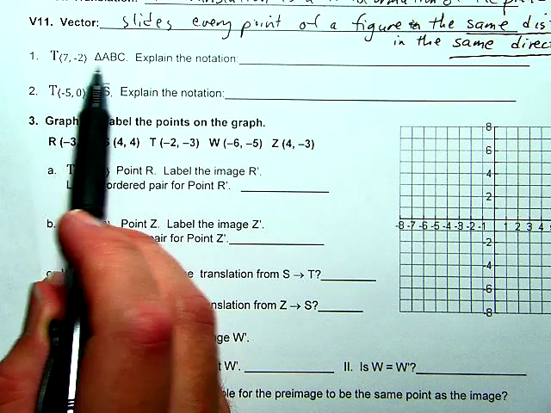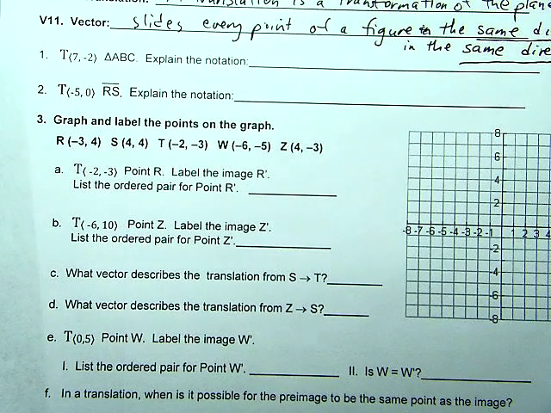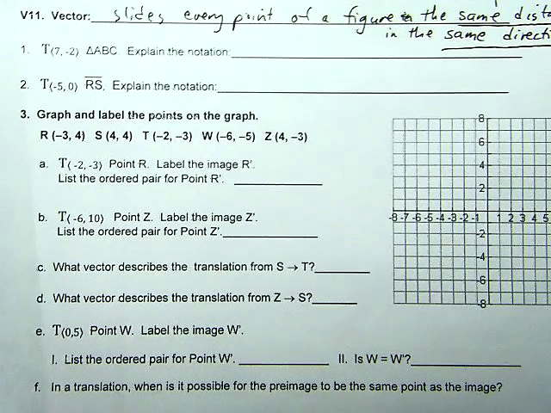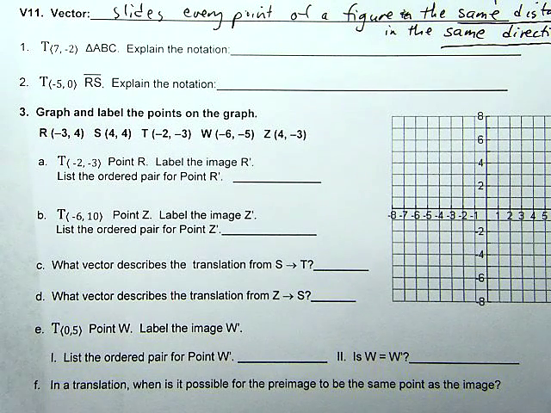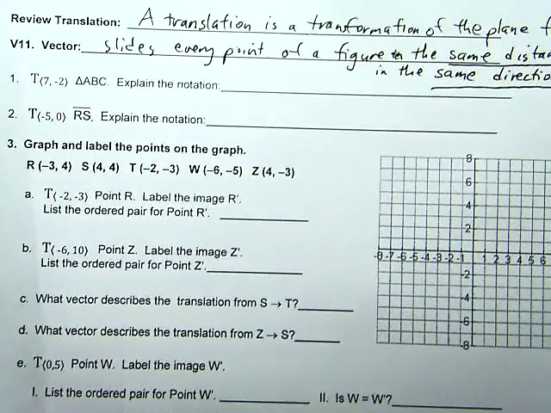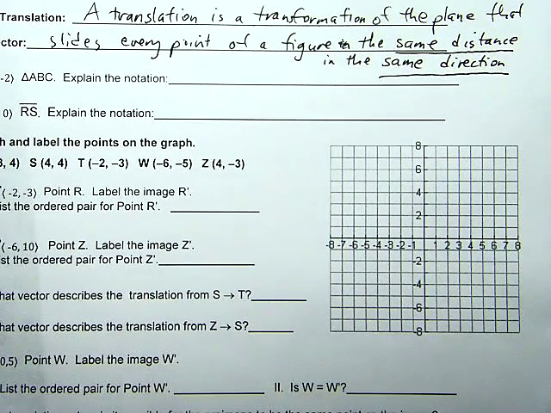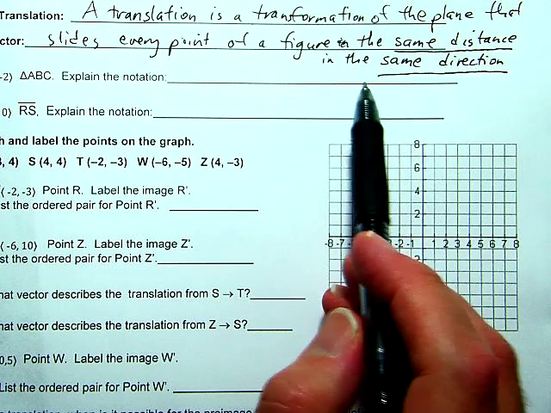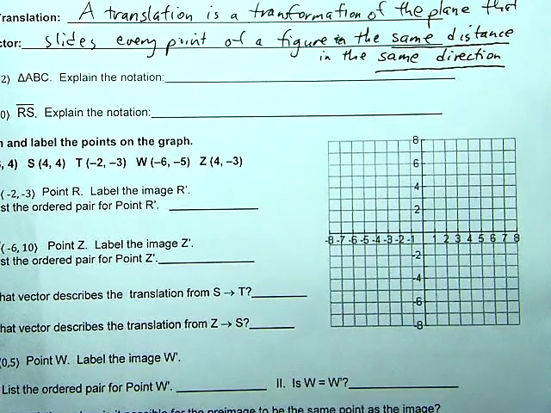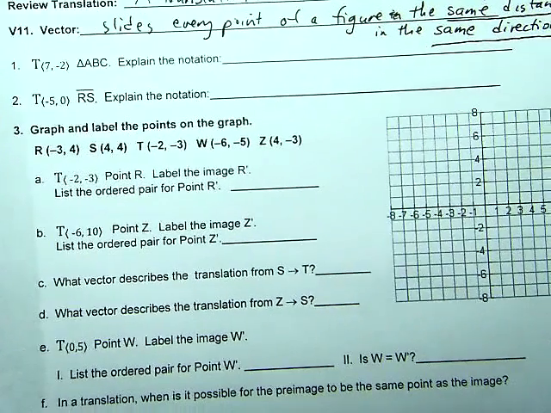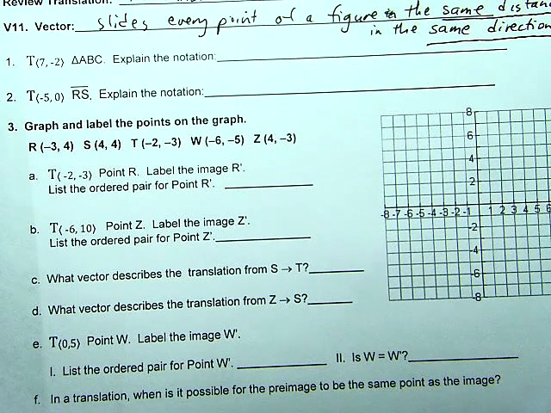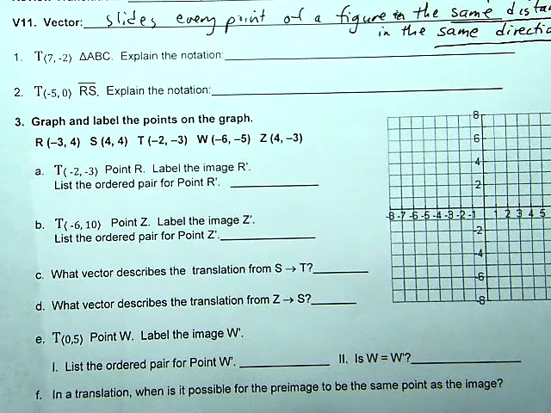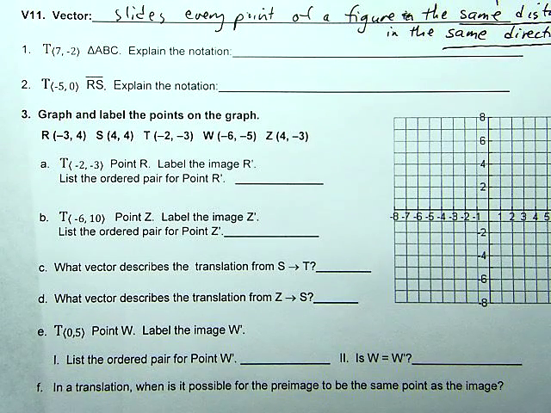So this is the link between vectors and translations. Vectors describe completely a translation, because a translation, we said, was moving every point of a figure the same distance and in the same direction, which means along the same vector. So here we've got notation telling us that we're going to take triangle ABC and we're going to move it along the vector 7 comma negative 2. So let's see what that might mean.